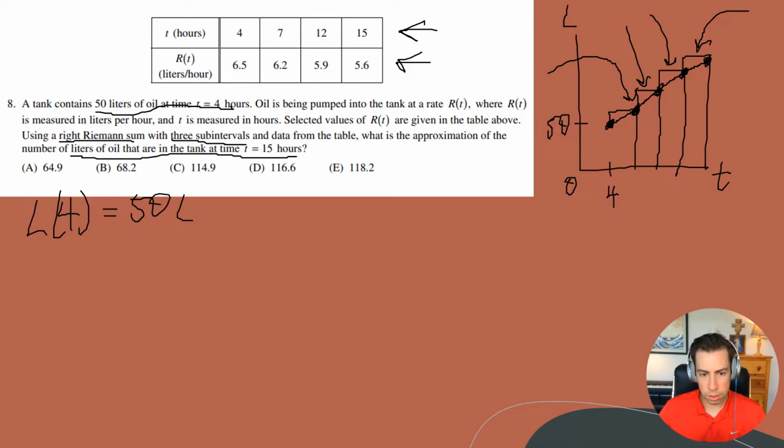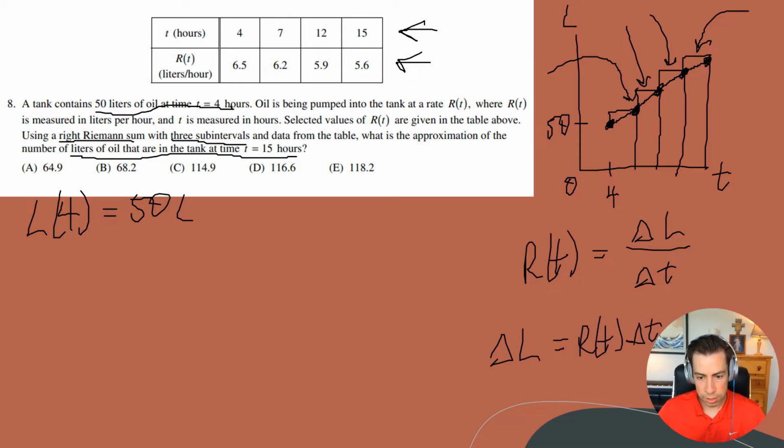Basically, we're just going to use the fact that the rate at a time t is just the slope. So it's going to be our change in liters over our change in time. Whenever I multiply the change in time by both sides, I get that our change in volume is equal to the rate multiplied by the change in time. Using this fact, I can approximate the integral from t equals 4 to t equals 15 of my function, which is the rate of liters at time t, dt.